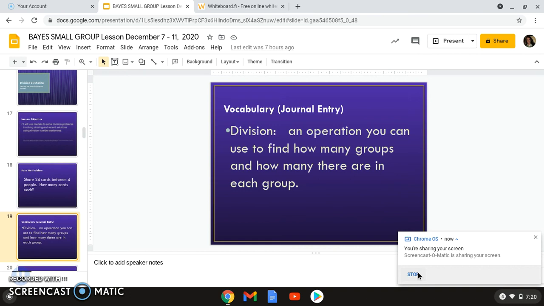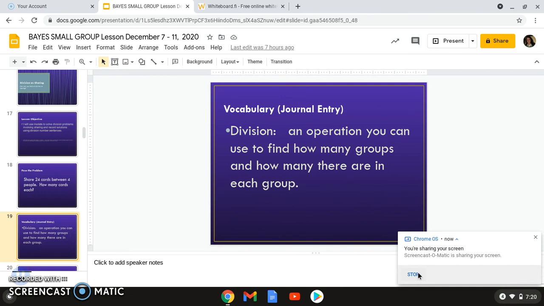So we are talking about division today. Let's try some problems and let's see what you can come up with on your own. So you're going to take a look at these 2 problems that I have on here, and then you're going to try to find another way to divide 24 cards into equal groups.